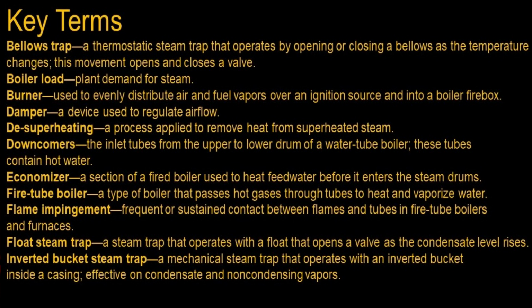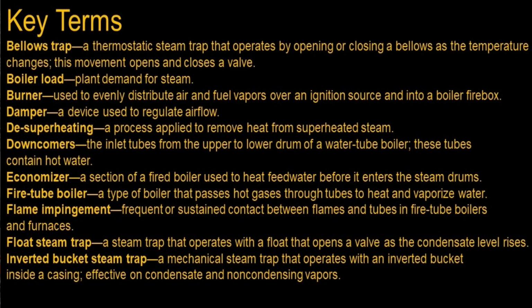Desuperheating is a process applied to remove heat from superheated steam. Downcomers are the inlet tubes from the upper to lower drum of a water tube boiler. These tubes contain hot water. Economizer is a section of a fired boiler used to heat feed water before it enters the steam drums. Firetube boiler is a type of boiler that passes hot gases through tubes to heat and vaporize water. Flame impingement is frequent or sustained contact between flames and tubes in firetube boilers and furnaces.